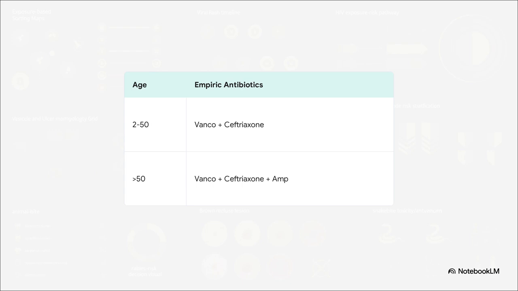Another critical point, to prevent severe neurologic complications, specifically the sensorineural hearing loss associated with Streptococcus pneumoniae, intravenous dexamethasone should be administered concurrently with or shortly before the very first dose of empiric antibiotics.